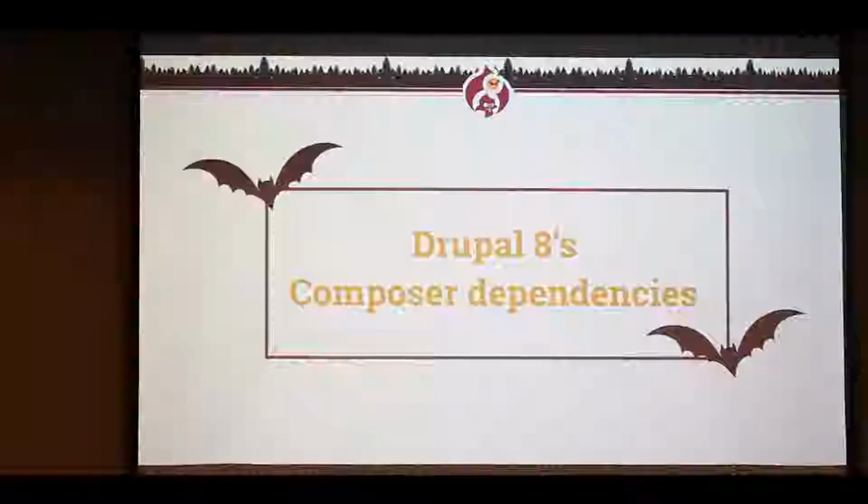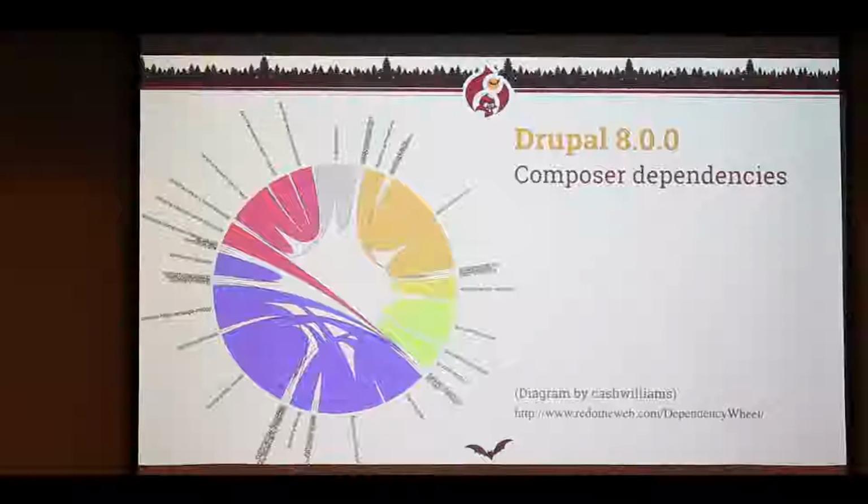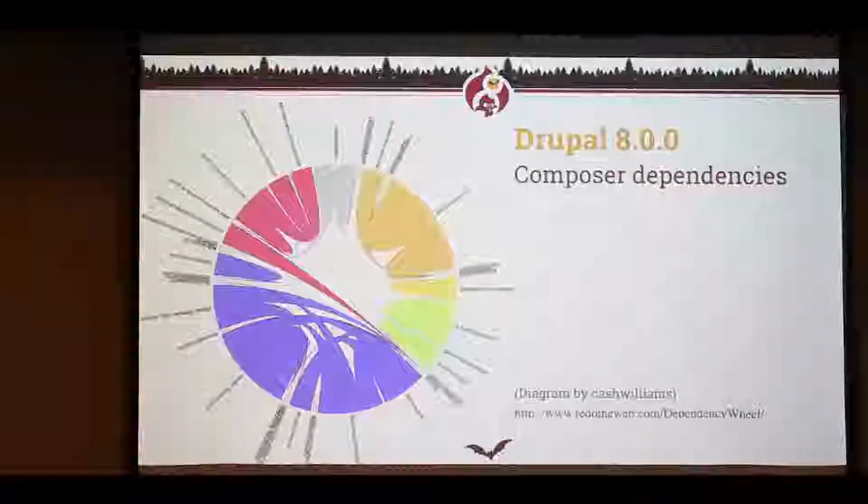So let's take a look at the specific Composer dependencies Drupal 8 has, what they're for, why they're there, and what managing them with Composer means. I have some illustrations my colleague and fellow security team member Cash shared back at DrupalCon Seattle. This shows Drupal 8's Composer dependencies as of Drupal 8.0. The biggest segment here is the purple. That's Symfony, like I said, our most important dependency.